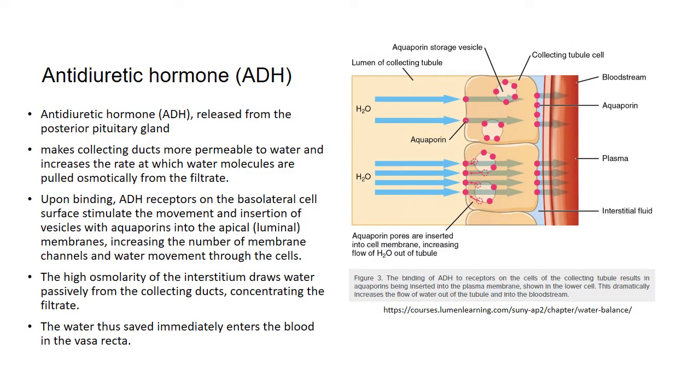The collecting duct cells have receptors for a very important hormone, which is the antidiuretic hormone. This hormone is released from the posterior pituitary in response to dehydration or reduced water intake by the body. The action of this hormone on its receptor will make the collecting ducts more permeable to water, and by this it will increase the rate at which water molecules are pulled osmotically from the filtrate.